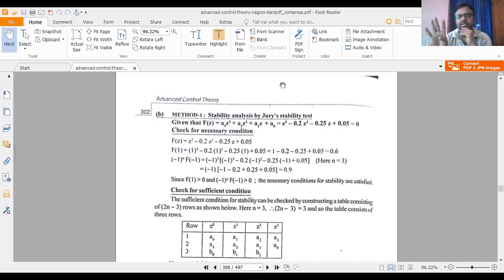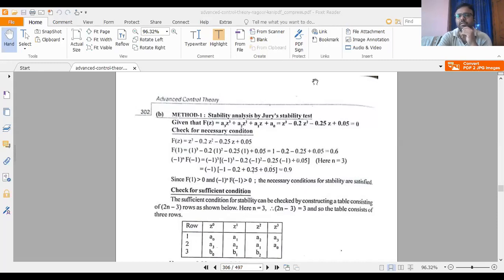What are the four conditions we have to satisfy? The first one is f of 1 should be greater than 0, f of minus 1 should be less than 0, a0 should be less than a3, and b0 should be more than b2. These are the four conditions to be satisfied by the sampled data control system to conclude that the characteristic equation representing the system is a stable system. Okay.